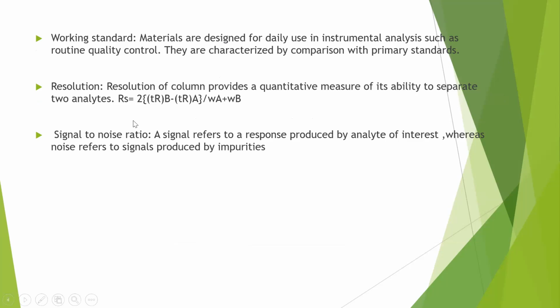Resolution, formula for resolution is 2 multiplied by TRB minus TRA divided by WA plus WB. Signal to noise ratio: signal refers to the response produced by the analyte, whereas noise refers to the signals produced by the impurities.